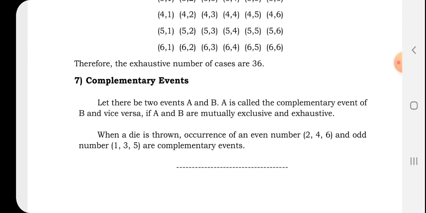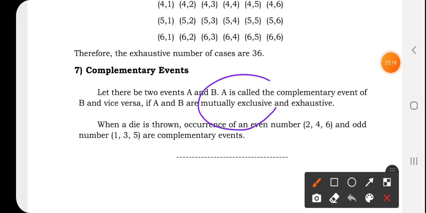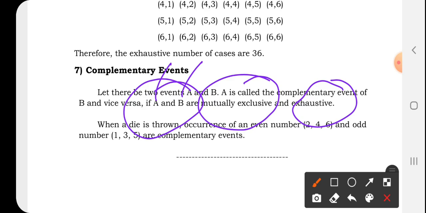The last event is complementary event. Let us see what is a complementary event. For example, there are two events, namely A and B. A is said to be the complementary of B and B is said to be the complementary of A when both the events A and B are mutually exclusive and exhaustive. I've already told you what is mutually exclusive. Mutually exclusive means these are the only two events. A and B are the only two events, then only we can say it is mutually exclusive. Exhaustive means what? Totality is only two events, A and B. This is known as a complementary event.